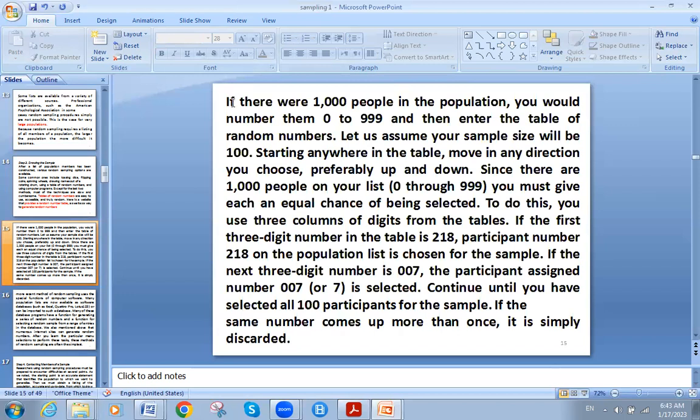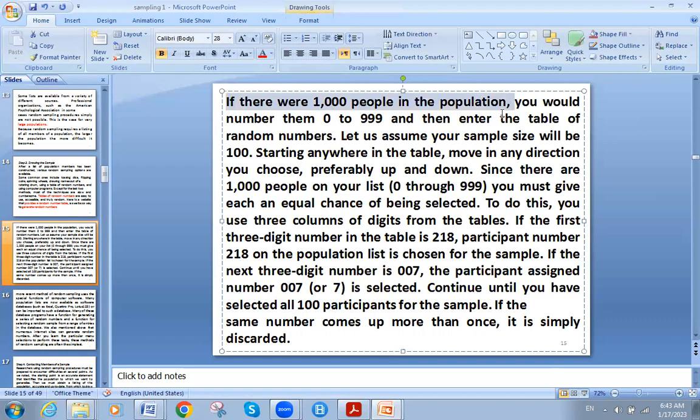This is an example. If there were 1,000 people in the population, you would number them from 0 to 999, and then enter the table of random numbers. Let us assume your sample size will be 100. Starting anywhere in the table, move in any direction you choose, preferably up and down. Since there are 1,000 people on your list from 0 to 999, you must give them an equal chance of being selected. To do this, you use 3 columns of digits from the table.